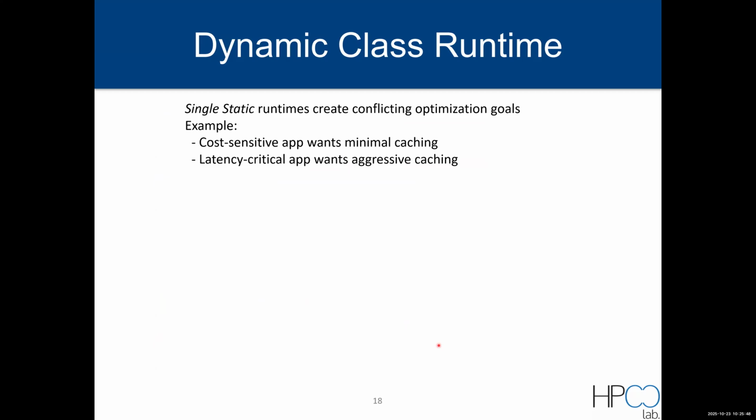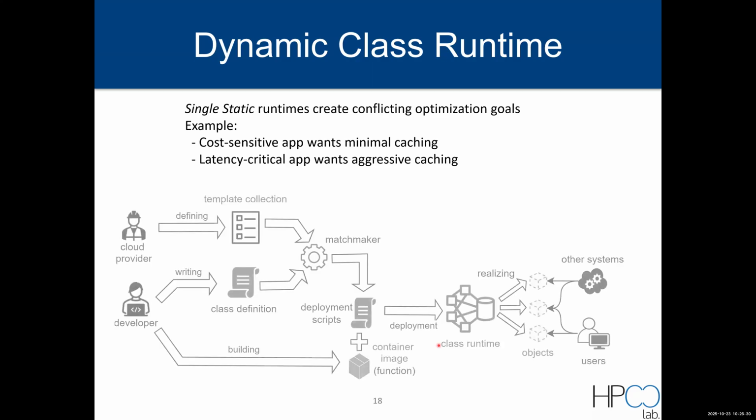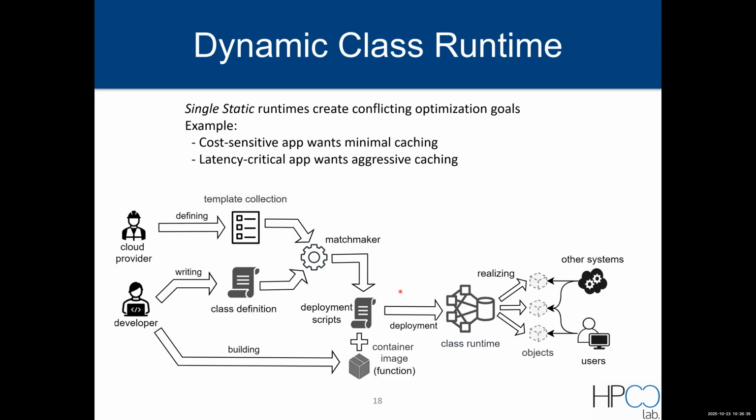Since we want to enforce those non-functional requirements, one thing we realized is that a single static runtime design complicates things, because we cannot use a single static runtime to optimize all the optimization goals. For example, for a cost-sensitive app, we need to minimize caching to reduce memory usage. But for a latency-critical app, we want more aggressive caching, because caching can shorten the latency by a lot. So we need to add a component that we call a template. Each separate template can generate a new runtime. So now the runtime is not static; it can be dynamic. Then the system should do some kind of matchmaking between the template and the class definition to create a new deployment.